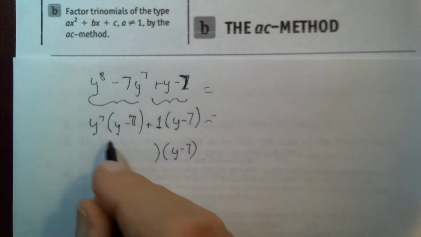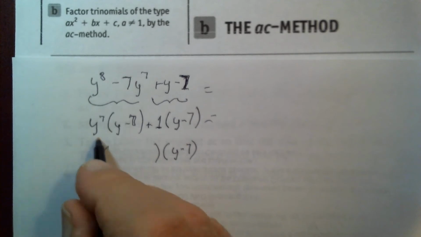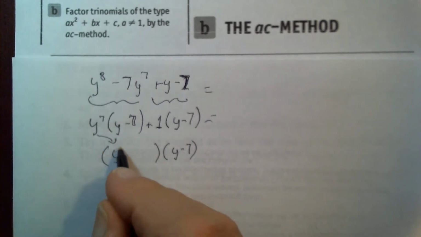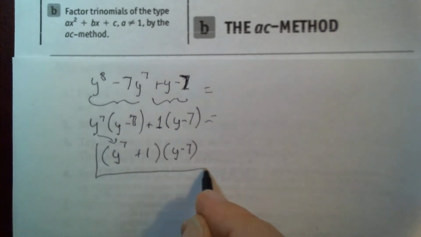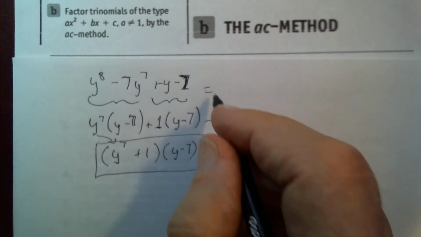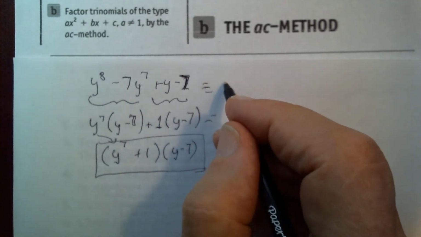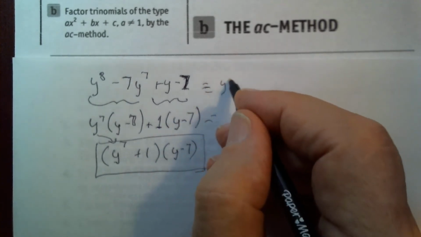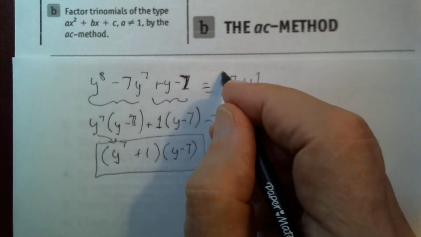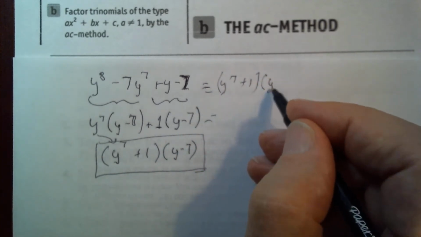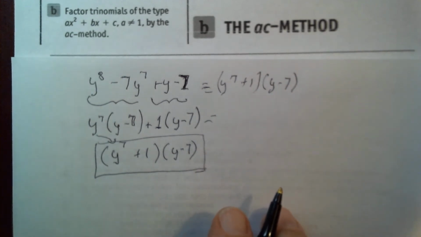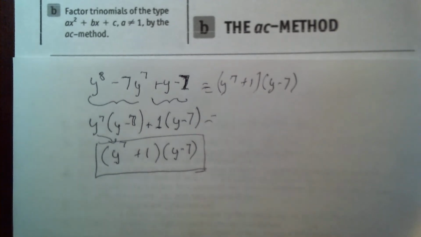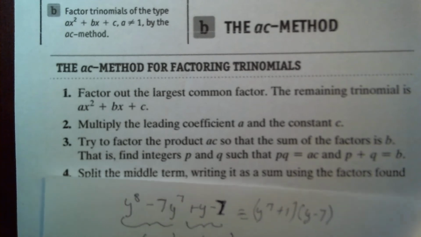And then we have y to the 7th, and we have plus 1. So this then is the factorization of this polynomial: y to the 7th plus 1, times y minus 7. In other words, factoring by grouping is critically important for learning how to do the AC method. So let's talk about the AC method then.